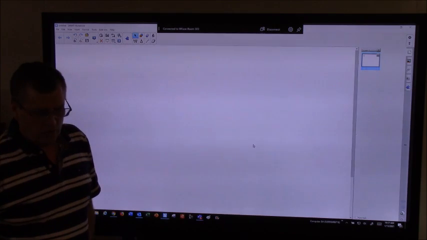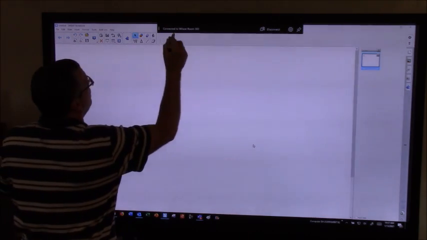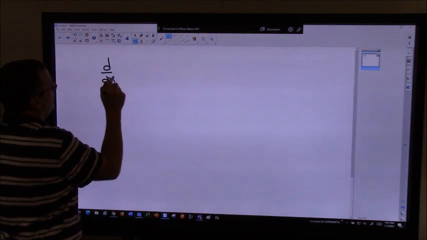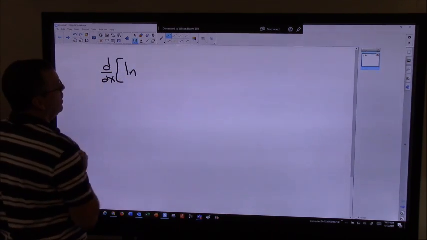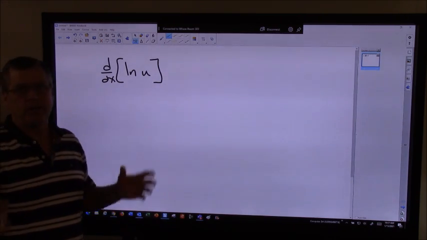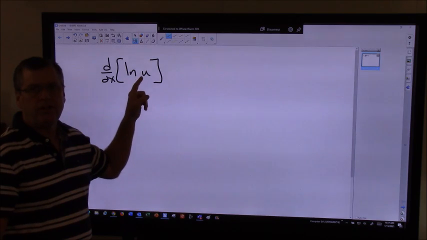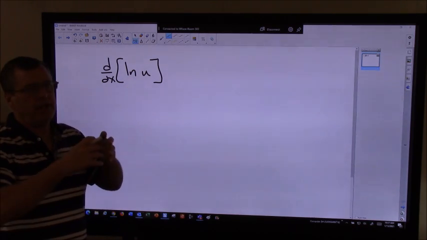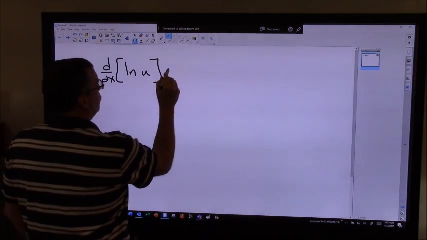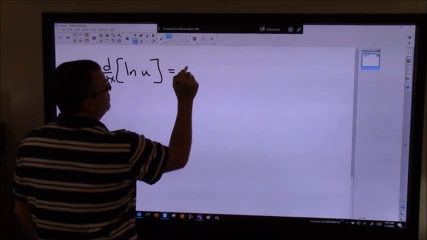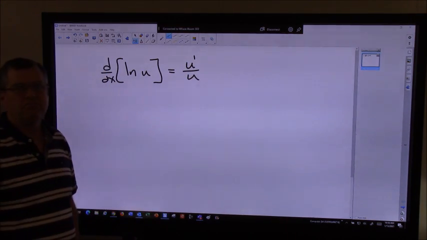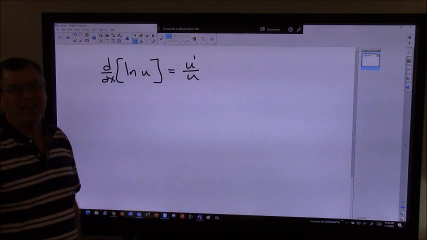Okay, so let's start with this. If I want to take the derivative of a natural log of u, and remember, u can represent any expression. It can be the square root of something, it can be a trig function, it can be some kind of polynomial expression. Put whatever you want in there. The derivative of that is u prime over u. That's it. That's what we're looking at for today.